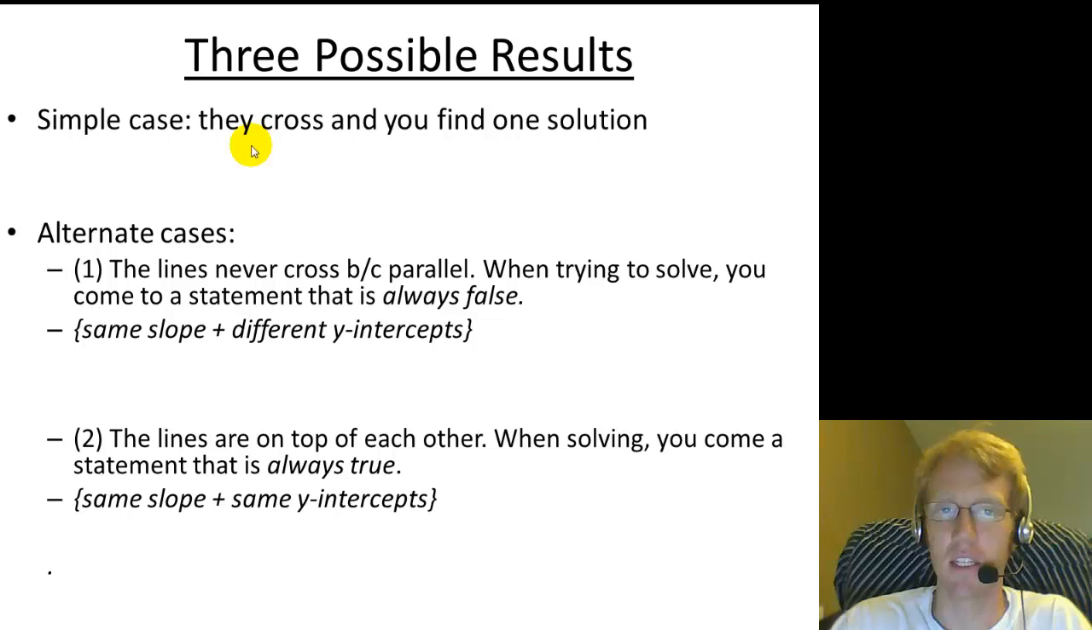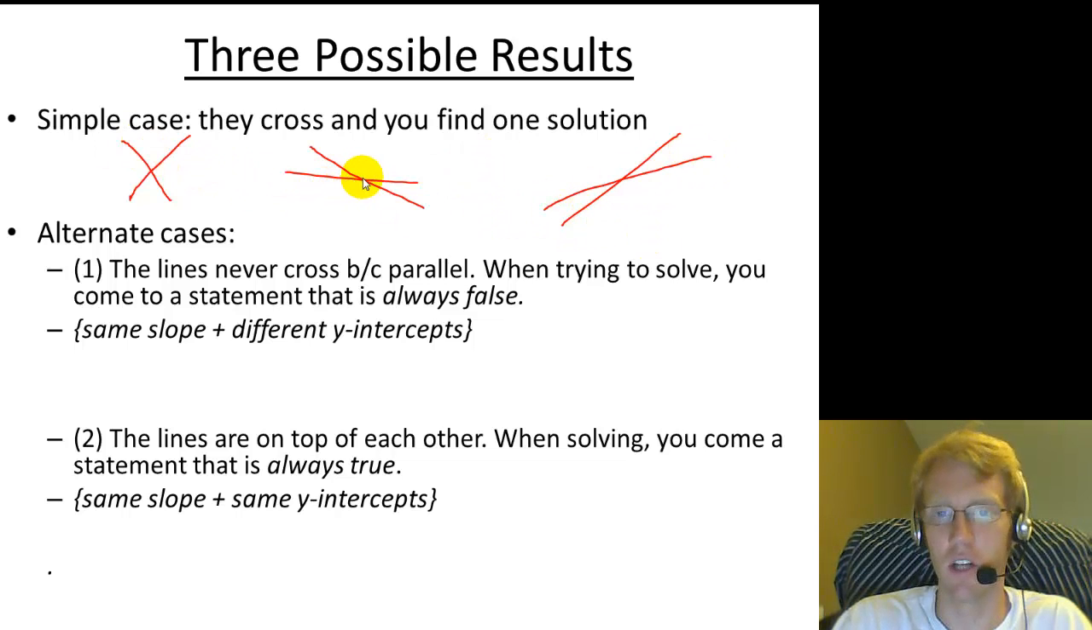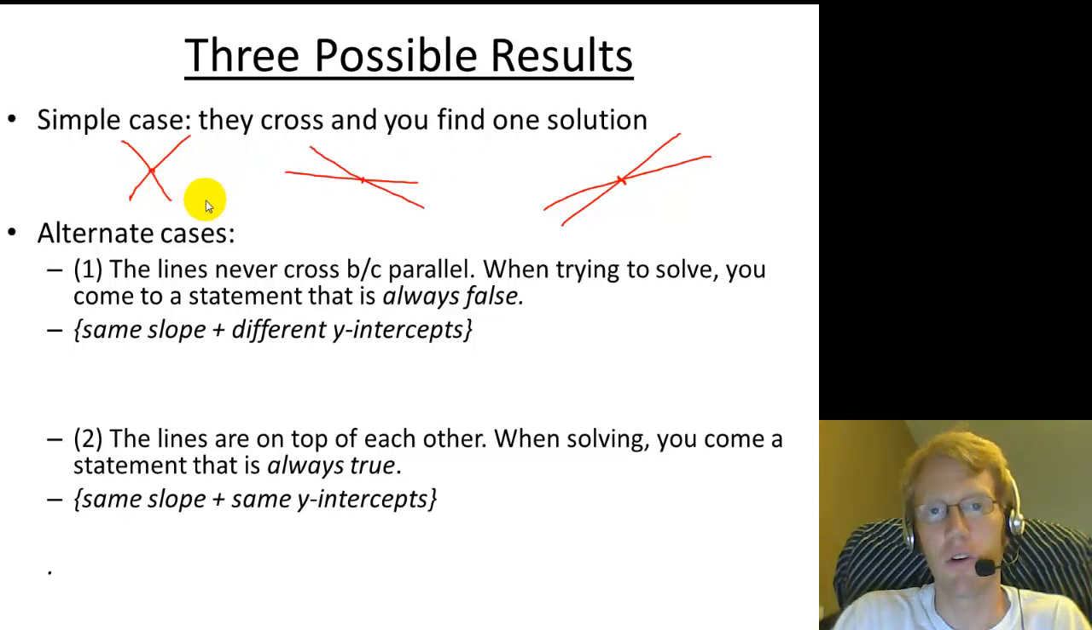The simplest case is they cross and you find one solution. So they could cross like this, they could cross like this, they could cross like this. So anything like this, they'll cross and you'll have one solution right here, or right here, or right here, wherever it is. But there are some other possibilities.